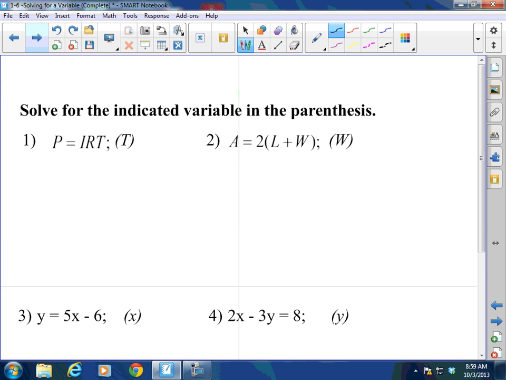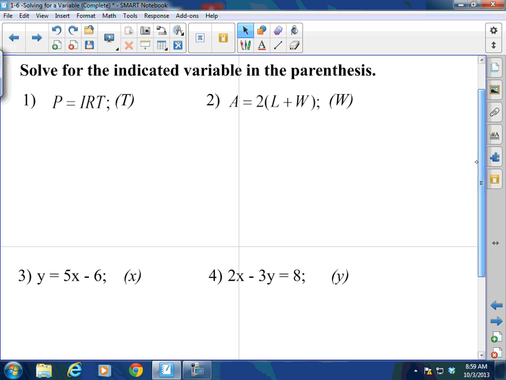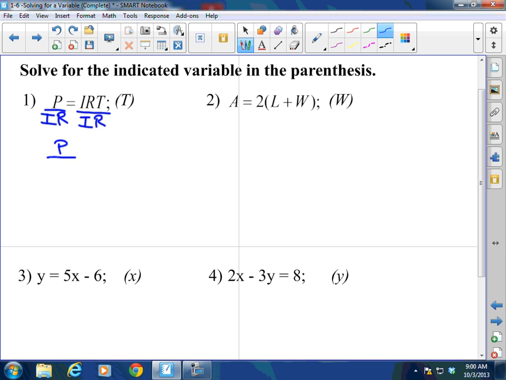Now, practice is the way. Practice, practice, practice. That's all this is. Okay, I've got P equals IRT, where T is what I want to solve for. The letter that is in parentheses, that's what I want to solve for. So, what is the relationship between I, R, and T? How do you cancel multiplication? So what am I going to divide to both sides? I, R. Very good. So P over I, R equals T. Done, done, done. T is alone.